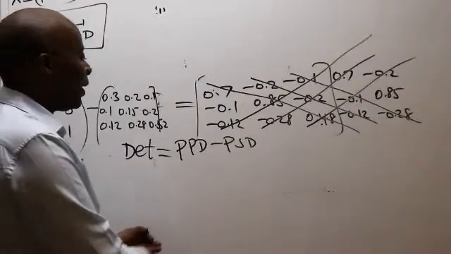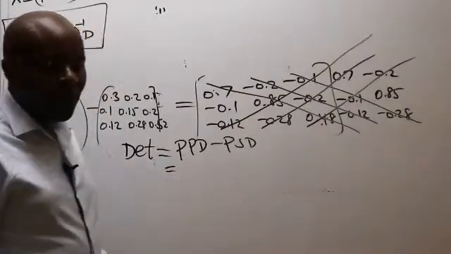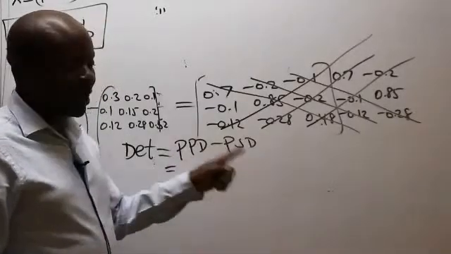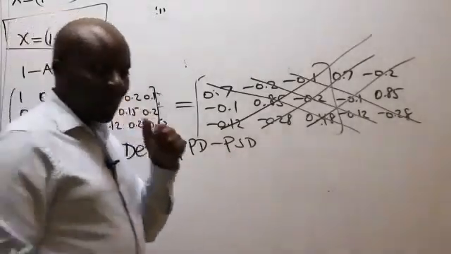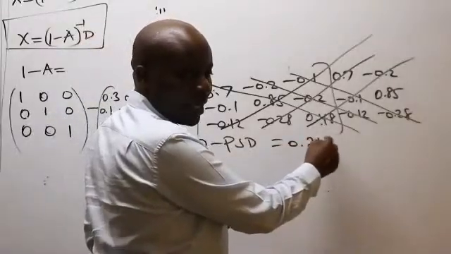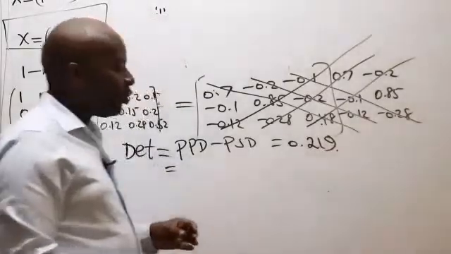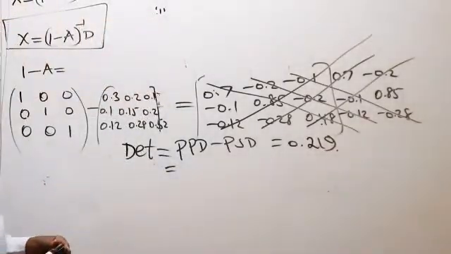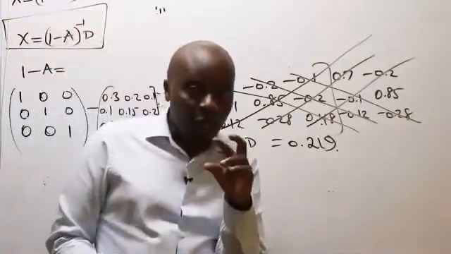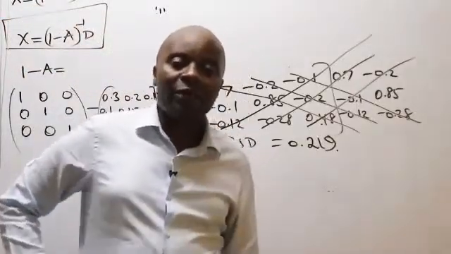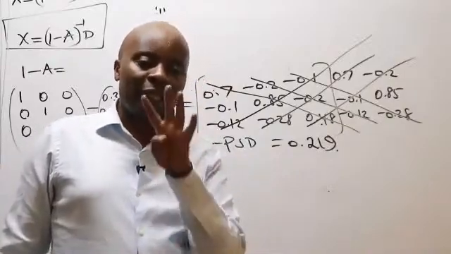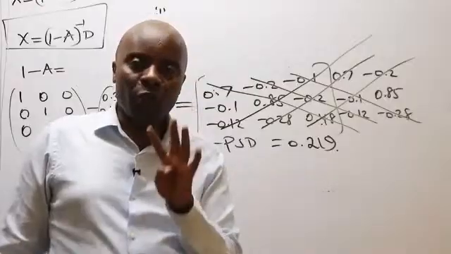So the PPD that you gave me earlier, minus this PSD figure that we have here, then according to March, we should be able to get 0.219. Thank you very much, Mary. So, ladies and gentlemen, I've been able to get the determinant. And if you recall, we said a 3x3 matrix has got 4 basic steps.